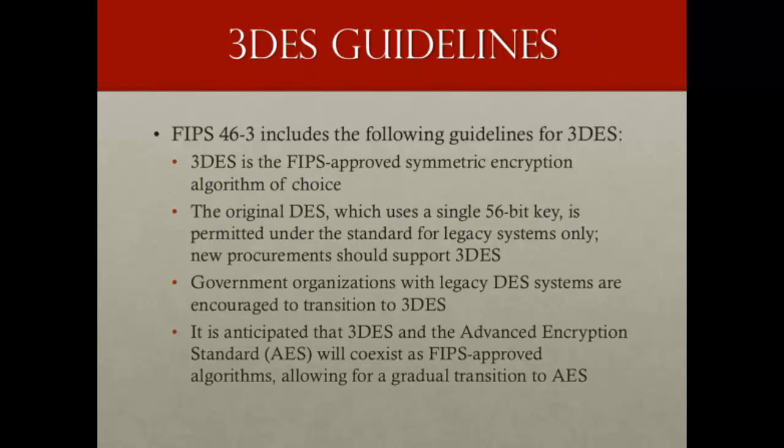It is anticipated that triple DES and the Advanced Encryption Standard, AES, will coexist as FIPS-approved algorithms, allowing for a gradual transition to AES. It is easy to see that triple DES is a formidable algorithm because the underlying cryptographic algorithm is DEA. Triple DES can claim the same resistance to cryptanalysis based on the algorithm as is claimed for DEA. Furthermore, with a 168-bit key length, brute force attacks are effectively impossible.